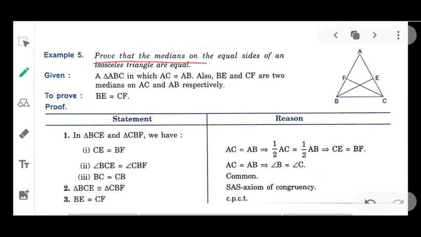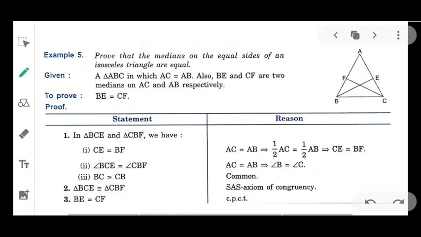Next, example 5. Prove that the medians of the equal sides of an isosceles triangle are equal. So this is a triangle ABC, and we have to prove that the medians FC and BE are equal. The medians on the equal sides of an isosceles triangle are equal.